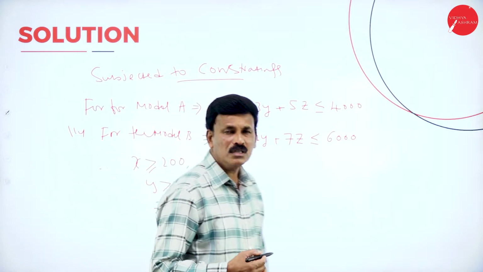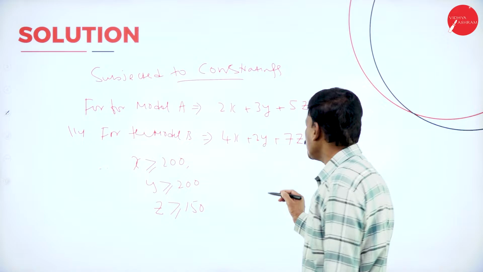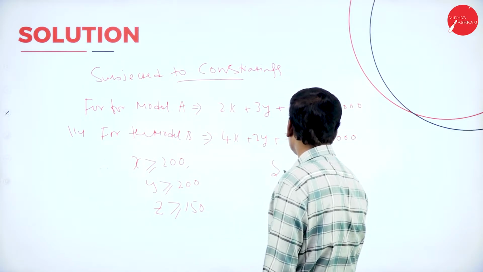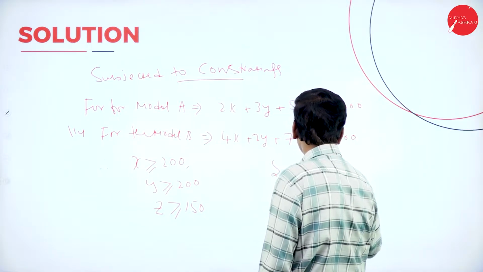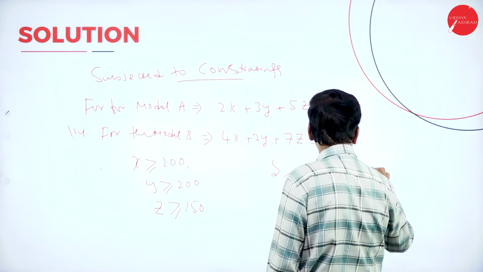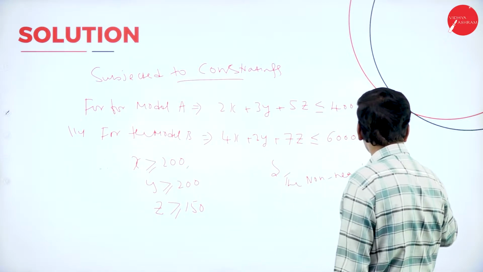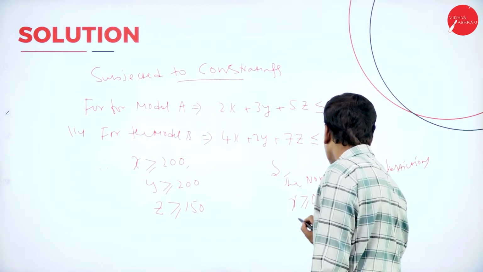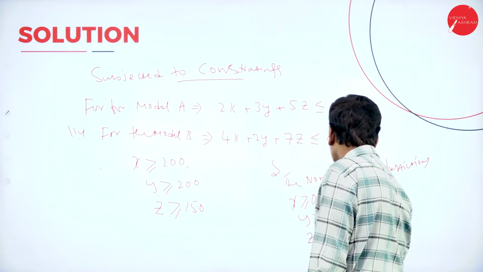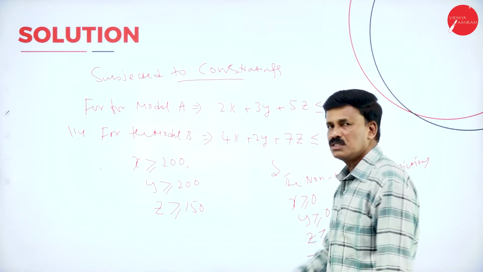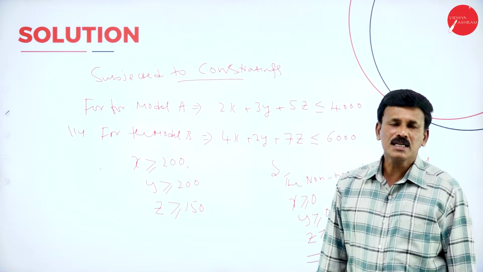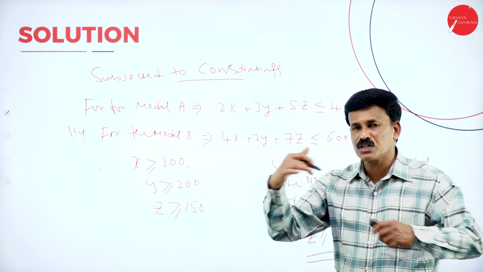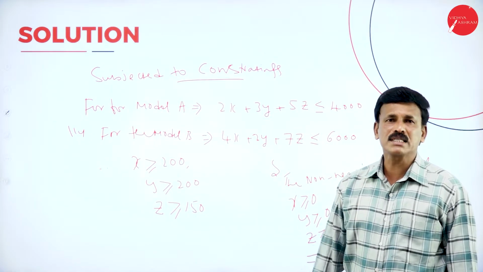Since these are all positive quantities, therefore subjected to the non-negative restrictions: x is greater than or equal to 0, y is greater than or equal to 0, and z is greater than or equal to 0. This is how we are going to form the linear programming model for the given statement. That's it. Now put all these in the step-by-step mathematical form.